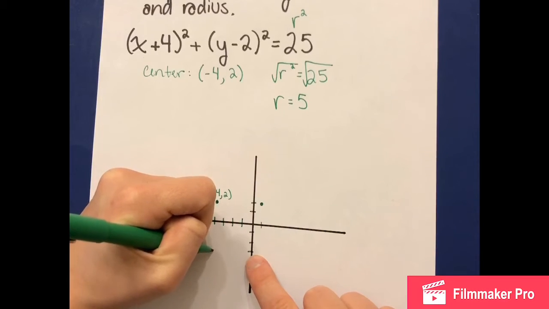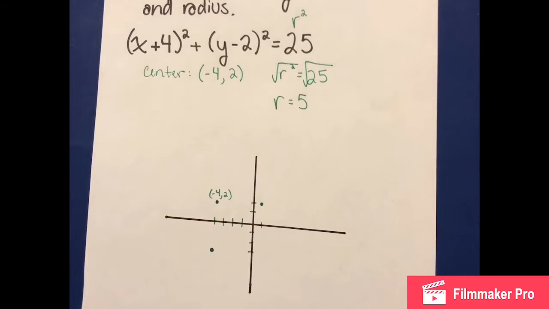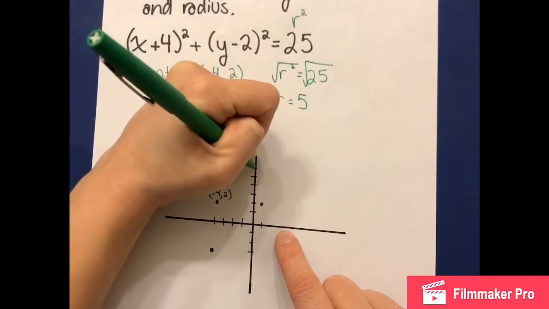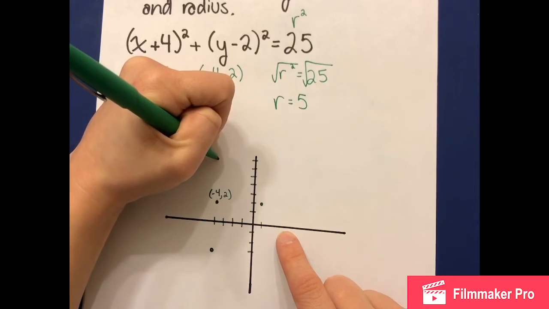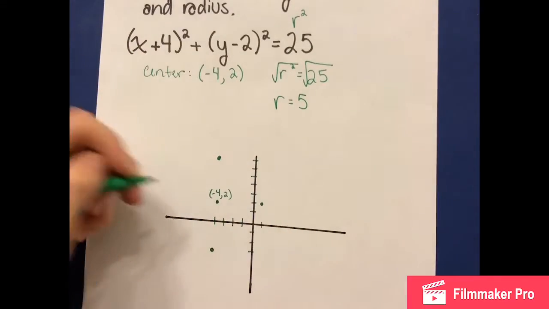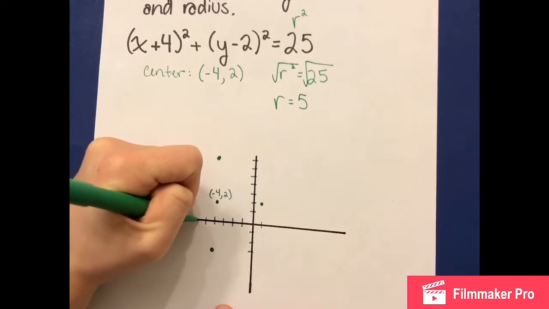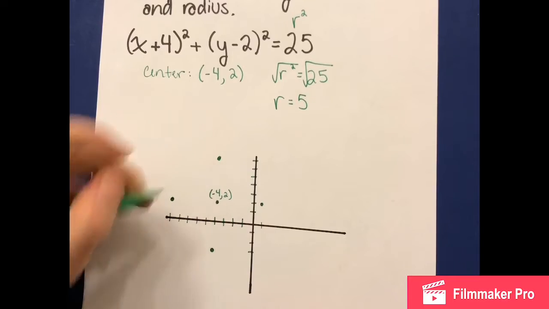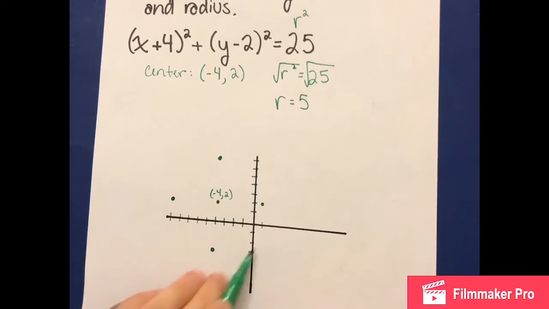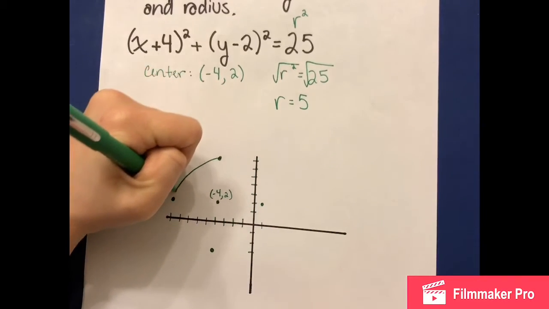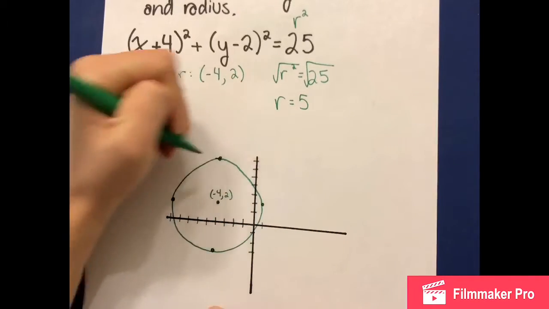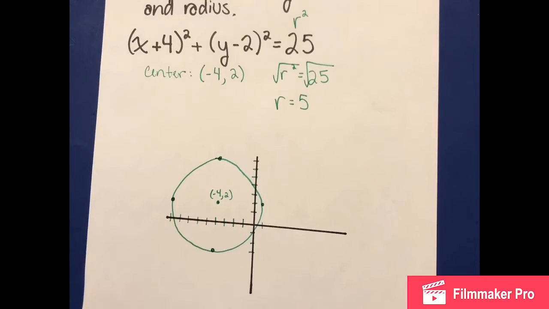So I need 3 down from the axis. Okay, let's go up 5. 1, 2, 3, 4, 5. So we're going all the way up there. And then to the left 5. So 1, 2, 3, 4, 5. This is my center. The circle's going to go around. Try your best. Make sure it does look like a circle. You don't want to just connect them with straight lines. And that's our number 1 completed. Let's go on to number 2.